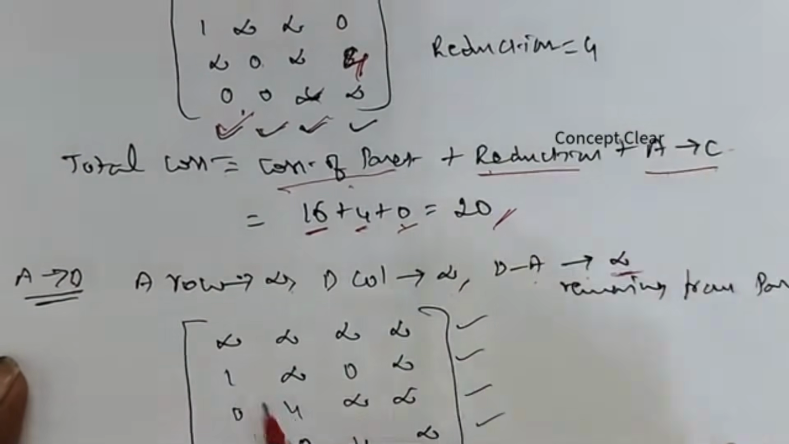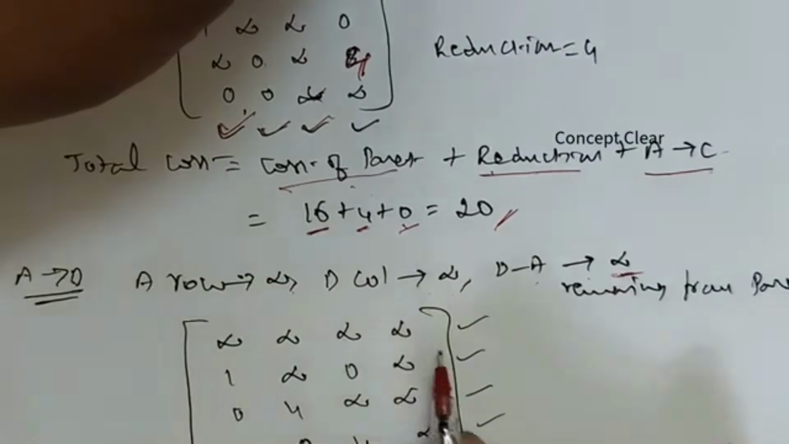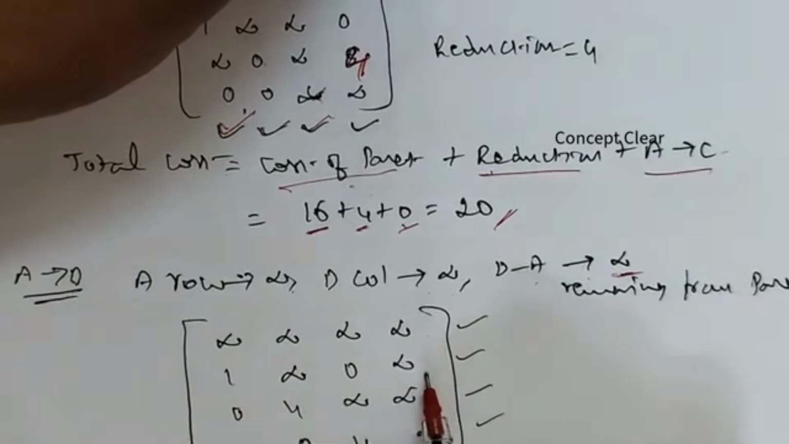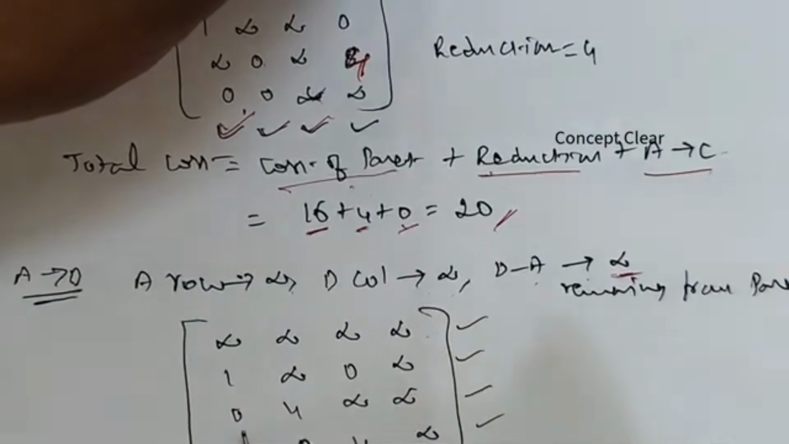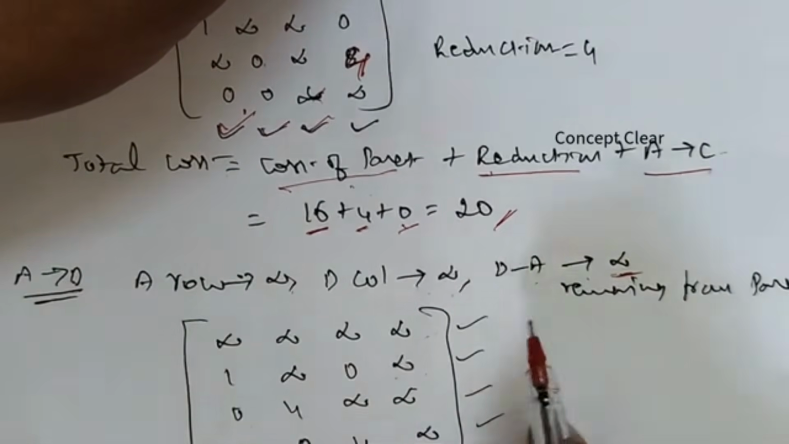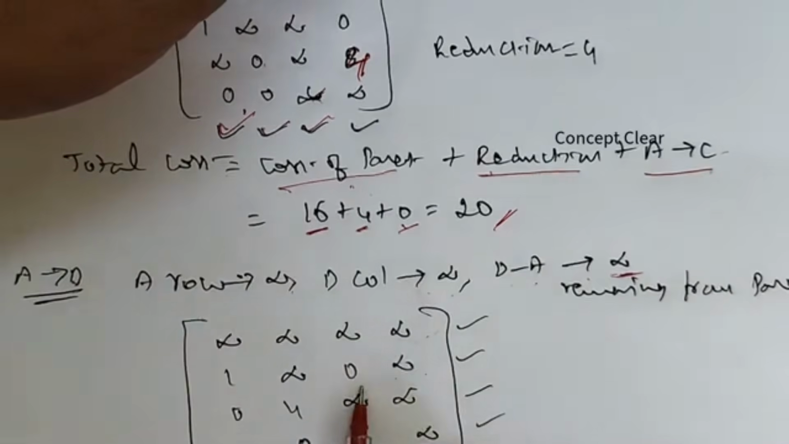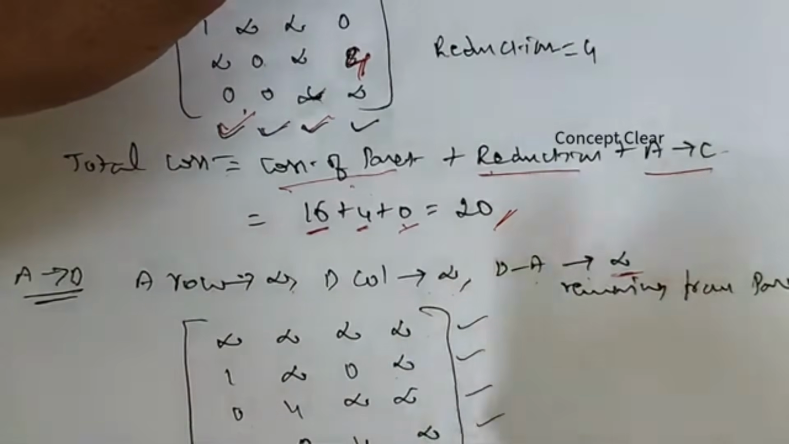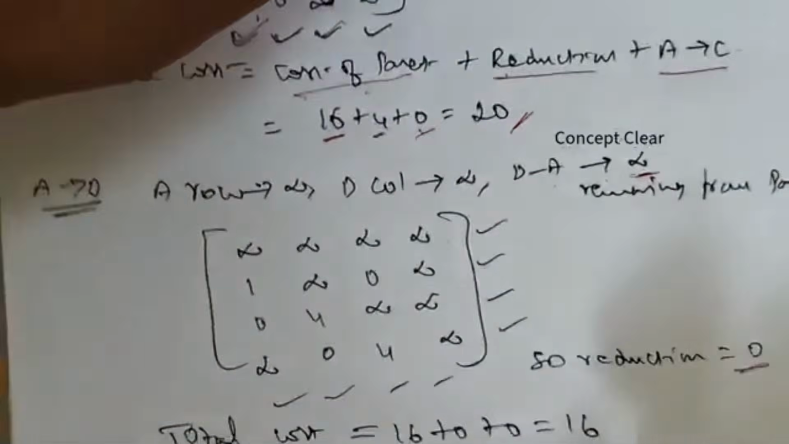Here our condition is satisfied. All the infinities are either 0. Here all infinities, 0, here also 0, here also 0. So no reduction. And what about the columns? Here also 0 is available, 0 is available, 0 is available, and here all infinities. So there is no reduction. The total reduction is 0.